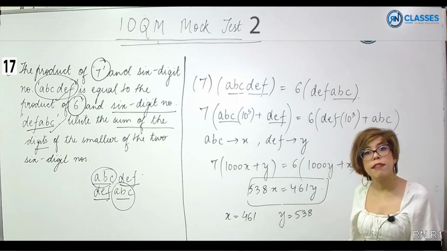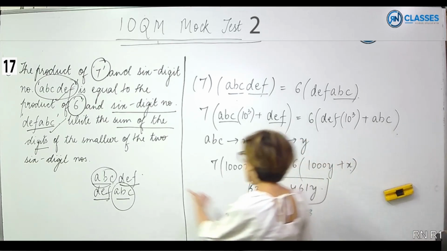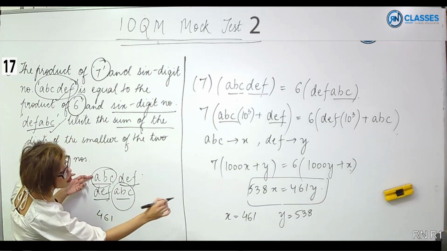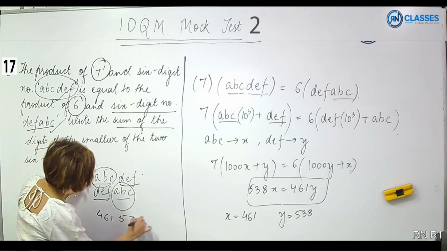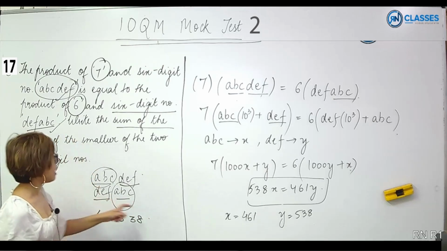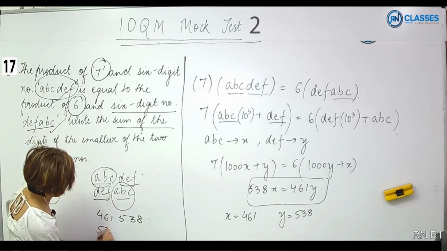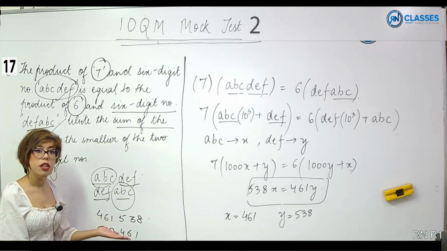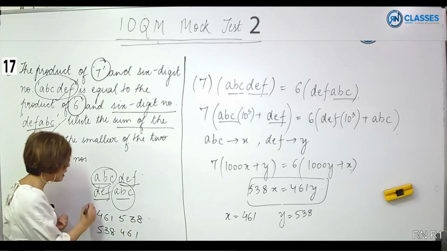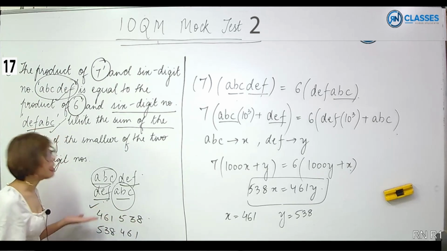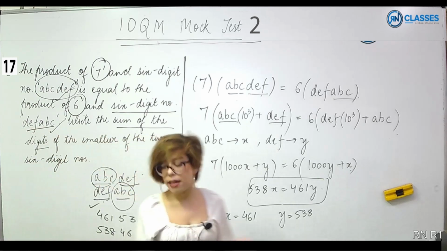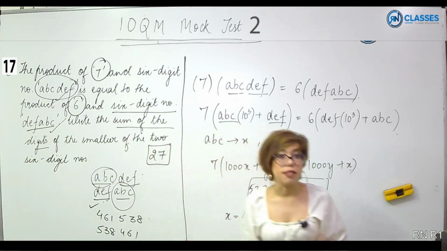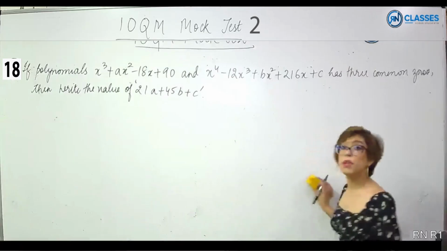No other possibility is there in fact. So my numbers are one number 461538 and the second number 538461, my 6-digit numbers. Now, which is the smaller of the two? Obviously, this one. You can just add the digits and you will get the answer as 27, which is the correct answer. Alright, on to the next one.